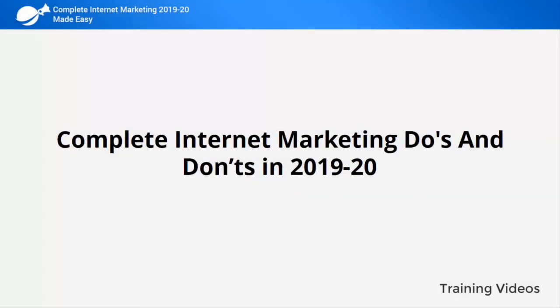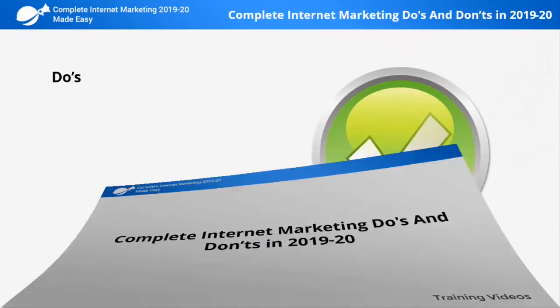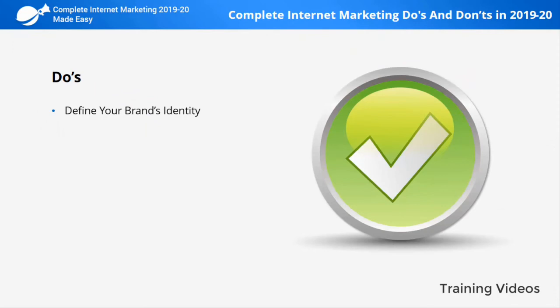Complete internet marketing do's and don'ts in 2019 and 2020. Do's. Define your brand's identity. Developing a brand that people will remember and trust is an important part of your complete internet marketing strategy.